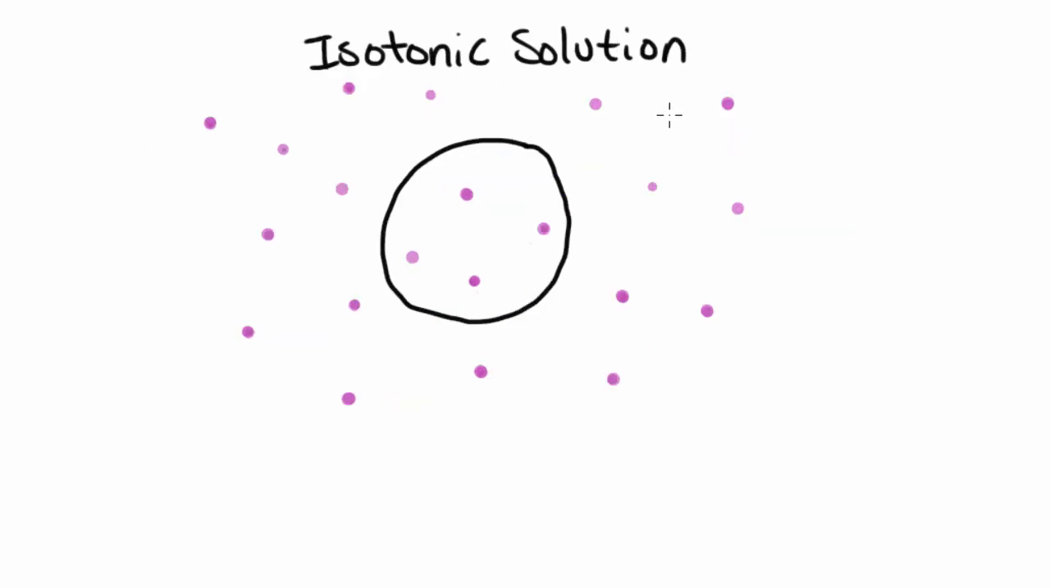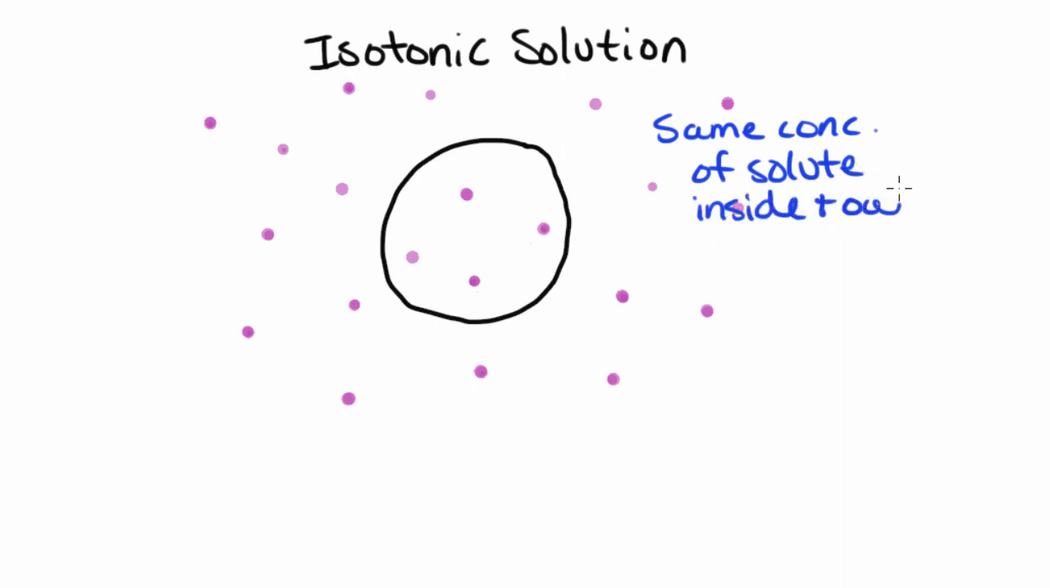With an isotonic solution, we have the same concentration of solute inside and out. And so since we have the same concentration of solute inside and out, then we expect to have the same concentration of free water inside and out. So what this means for the direction of water movement is that we will have some water moving in, but we'll also have some water moving out. So there's going to be no net movement of water.